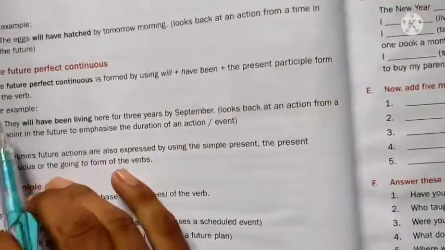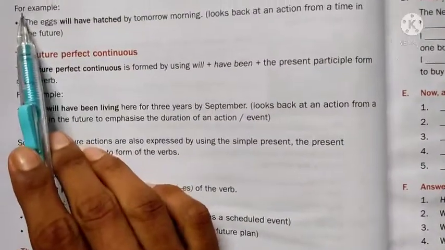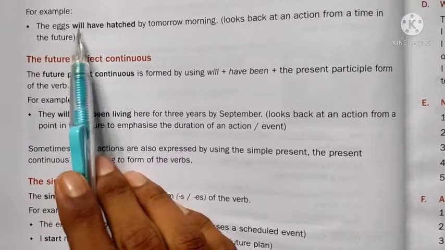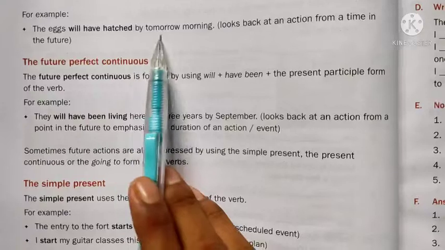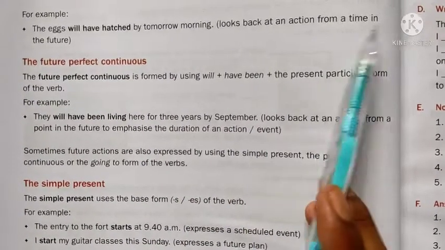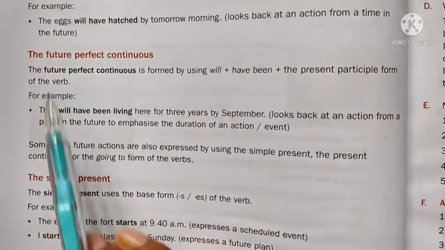So next, here an example is given for future perfect tense. The eggs will have hatched by tomorrow morning. So it looks back at an action from a time in the future.